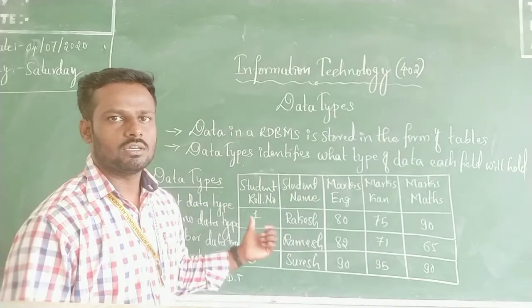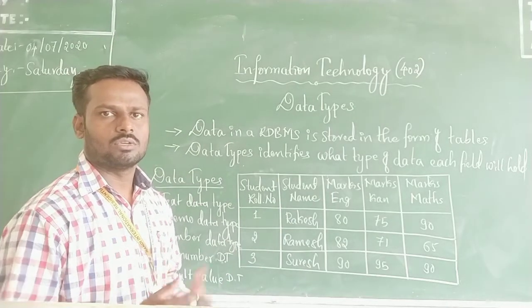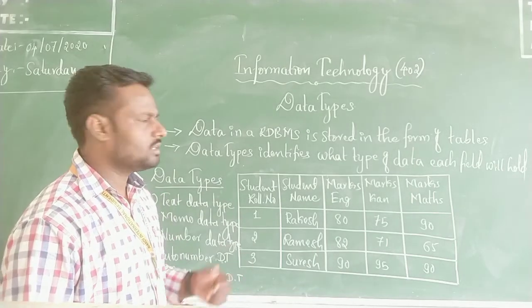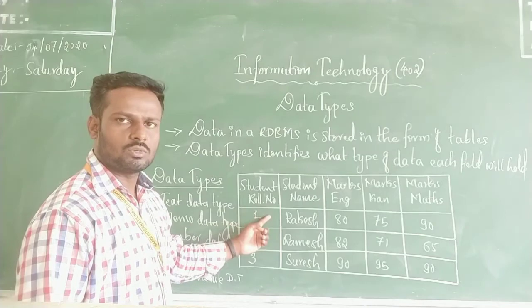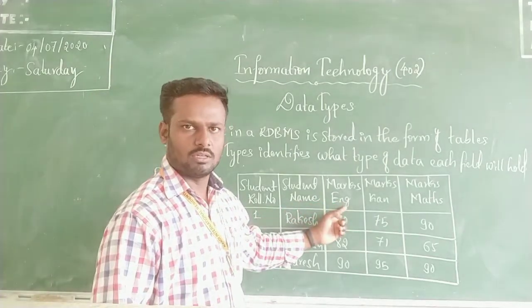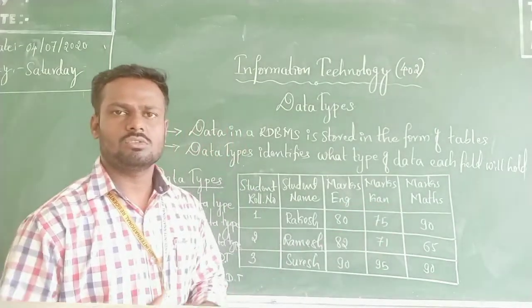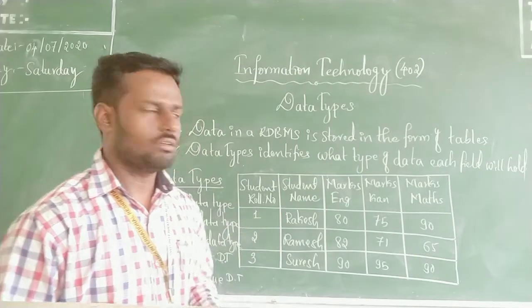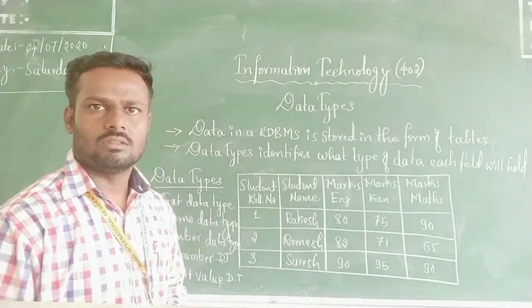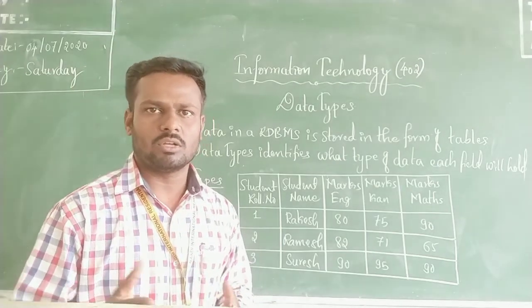Here I have a table called student. Okay, here I have created a table called student table. In the student table, I have a student roll number, student name, and marks scored in English, Kannada and mathematics. You already know how to create a table. Today, in this table, the properties of the table we already discussed.